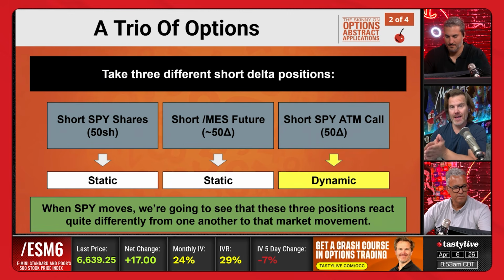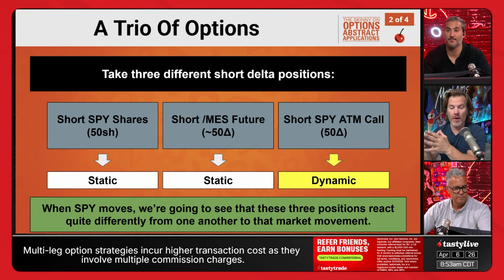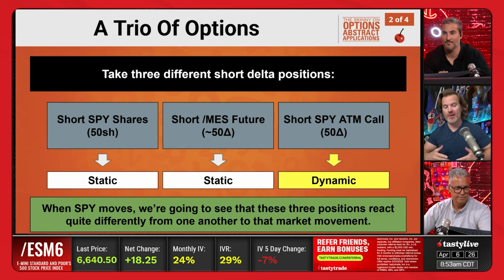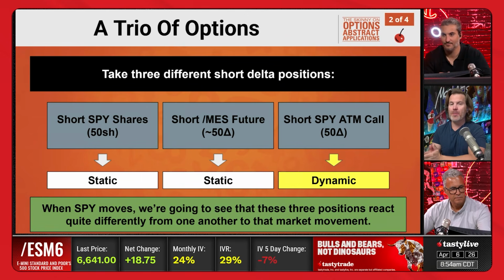Or I could sell an at-the-money SPY call. That is also going to be 50 delta, but those delta are not going to be static. They're going to be dynamic, which of course means over the life of the position, the delta changes. It does not remain the same. So keep this in mind: the shares and the futures are static, while options are always going to be dynamic. I think this is something that really surprises a lot of new traders.